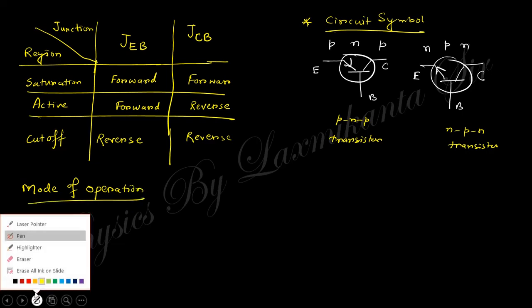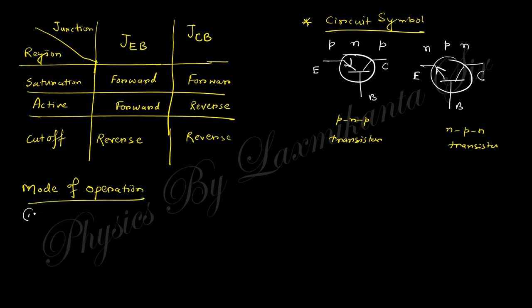Three modes of operation are available here. Number one, CB, common base. With the naming CB, you confirm that the base is common between input and output. The circuit will be like that. If you draw the circuit, it is like that.